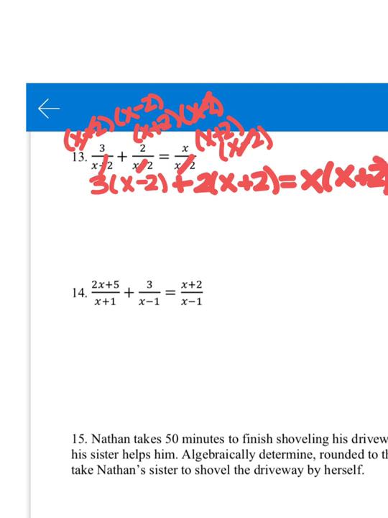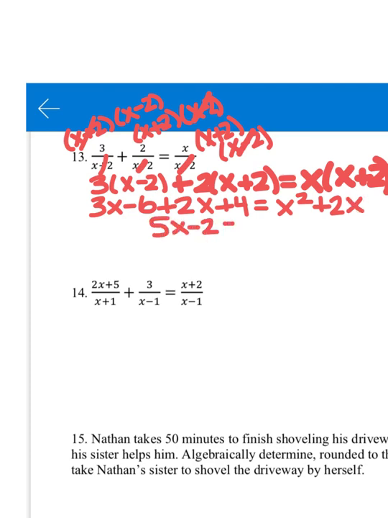So this equation is now 3x minus 6 plus 2x plus 4 equals x squared plus 2x. So this is 5x minus 2 equals x squared plus 2x. So 0 equals, I always want to set it equal to 0, x squared. When I subtract the 5x, I get negative 3x. And when I add the 2, I get plus 2.